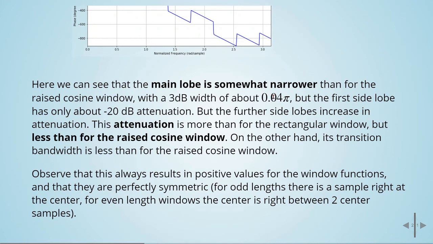Observe that this always results in positive values for the window functions and that they are perfectly symmetric. For odd lengths, there is a sample right at the center, and for even lengths, the center is right between two center samples.